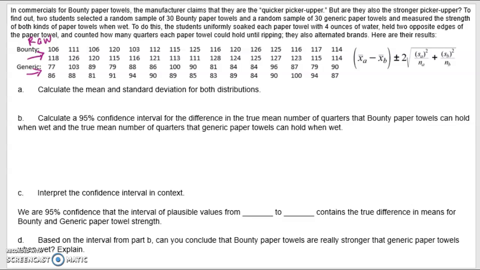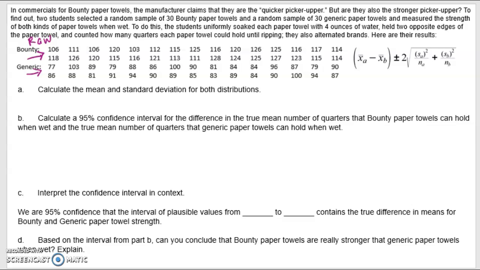If you don't know what I'm talking about, in commercials for Bounty paper towels, the manufacturer claims that they're the quicker picker-upper. But are they also the stronger picker-upper? To find out, two students select a random sample of 30 Bounty paper towels and a random sample of 30 generic paper towels. I'm getting really excited about the paper towels. They measured the strength of both kinds of paper towels when wet. To do this, the students uniformly soaked each paper towel with 4 ounces of water, held two opposite edges of the paper towel, and counted how many quarters each paper towel could hold until ripping.